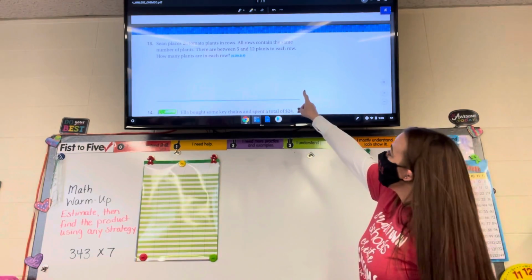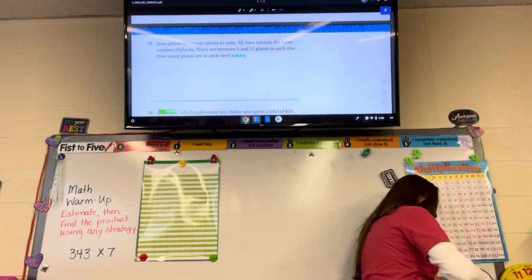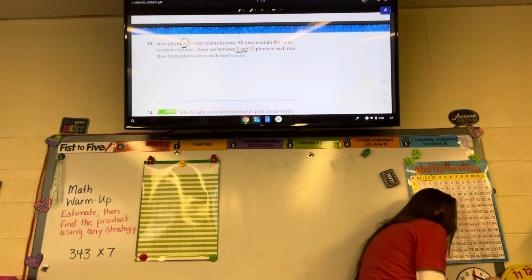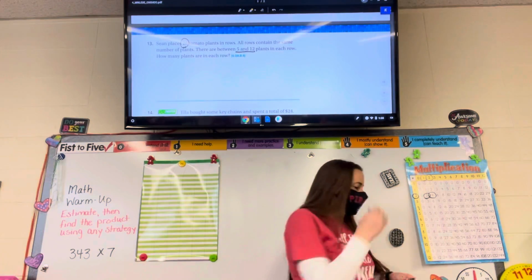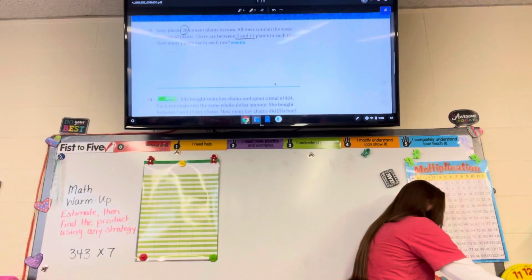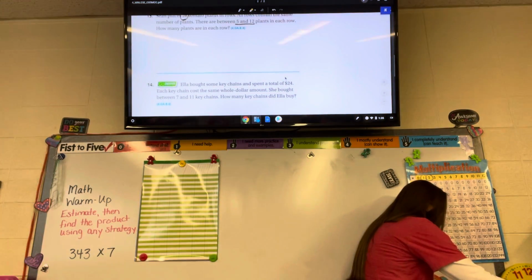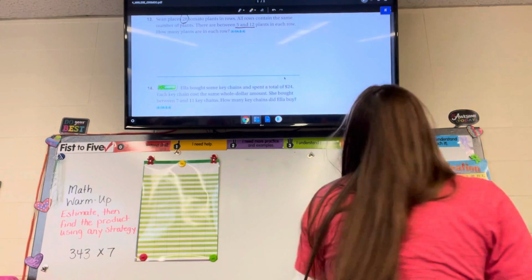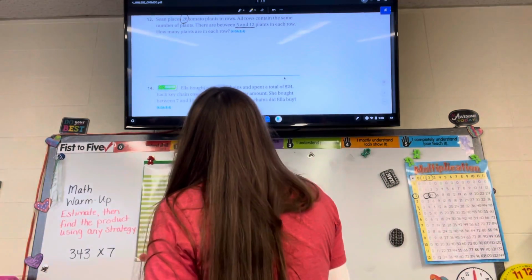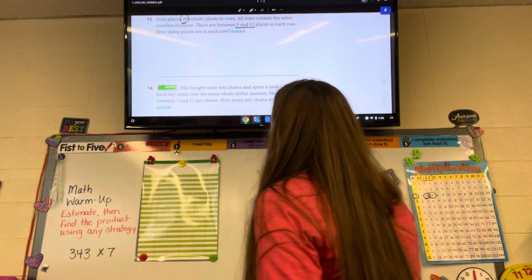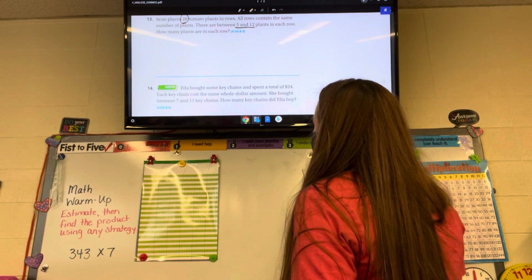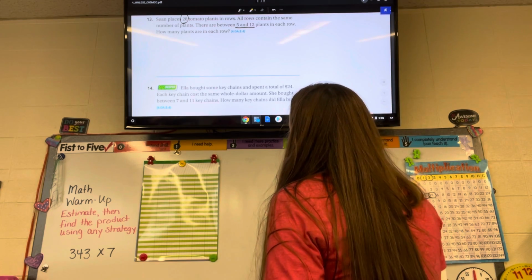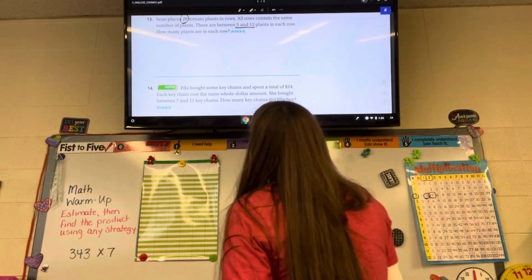So list out the factors of 28. Then find the one factor that's between 5 and 12. On number 14, Ella bought some keychains. You go, Ella. Did you though? She spent a total of $24. Each keychain cost the same whole dollar amount. She bought between 7 and 11 keychains. How many keychains did Ella buy?